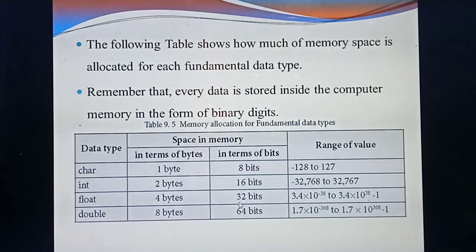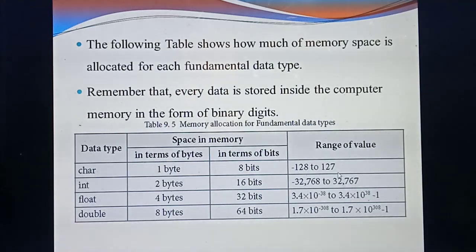Sometimes they will ask how many bytes of memory the character data type takes, so you should remember this. Character is 1 byte. Integer is 2 bytes. Float is 4 bytes. Double is 8 bytes. So this is the meaning: character takes 8 bits, and in the memory, which has a lot of addresses, it will take values between minus 128 to plus 127.